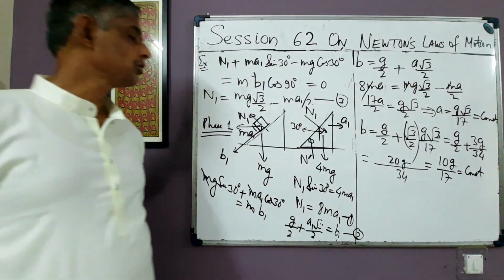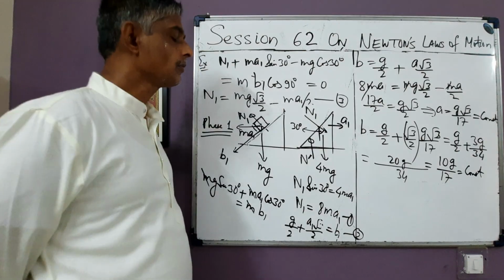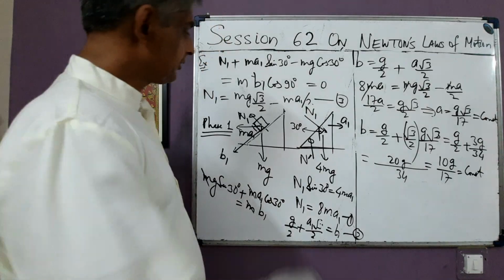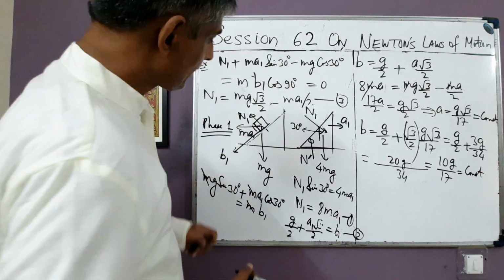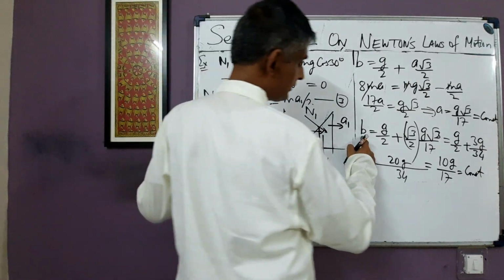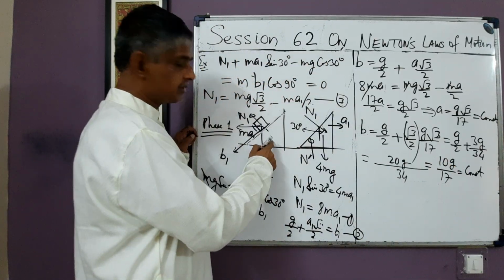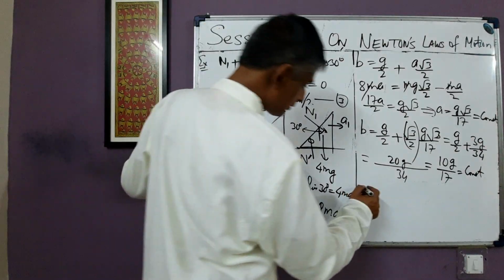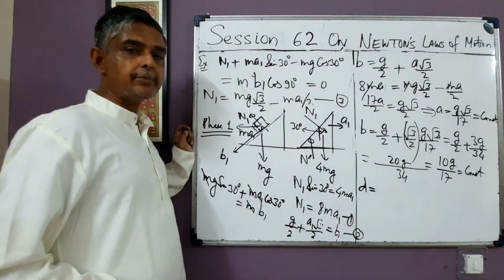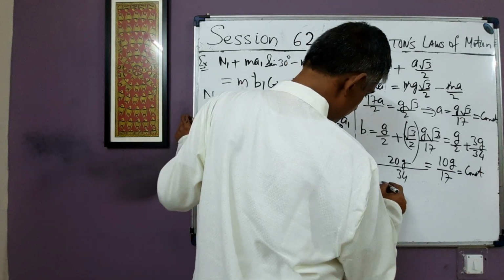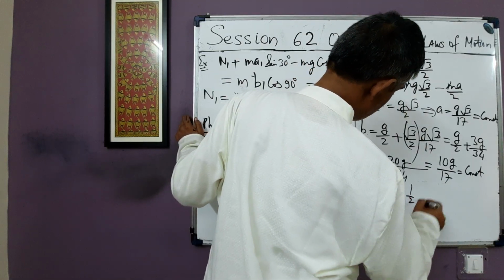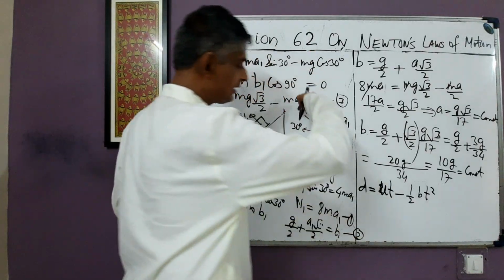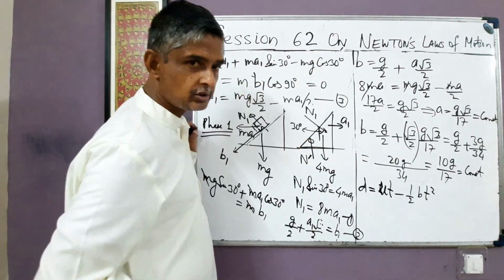So now we have proved that during the entire course of motion of the block on the wedge incline, the acceleration of the block with respect to the wedge has a constant magnitude of 10g by 17 in the direction down the incline. With respect to the wedge, the block is moving in a straight line with initial velocity v. So d is the displacement of the block with respect to the wedge in time 0 to small t. That is ut minus half bt square. Why minus? U is directed up the incline and b is down the incline. I have taken the upward direction to be positive.